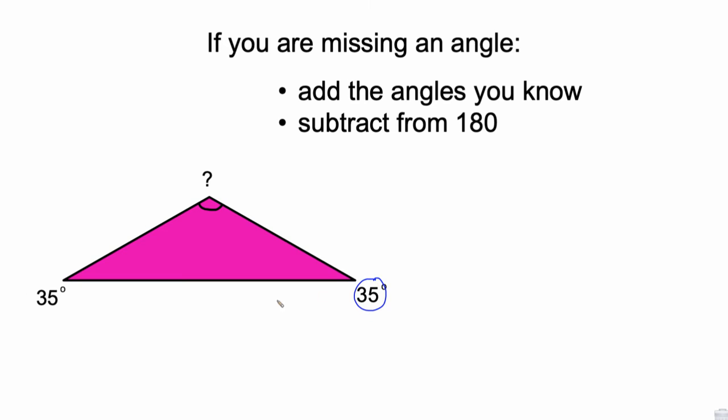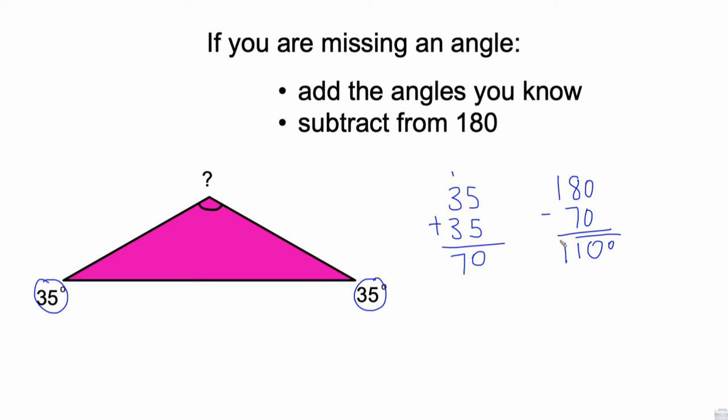First, we would add up the two that we know. So we would do 35 plus 35 equals 70. And we know the whole thing is 180, so what we'll do is 180, and then we'll subtract the 70 degrees that we know about, and we get 110 degrees. So we know that this missing angle is 110 degrees. Now when we look at this, we can see this is an obtuse angle just by looking at it. And this makes sense because 110 degrees is an obtuse angle measurement. So that works out pretty good. Let's look at another example.